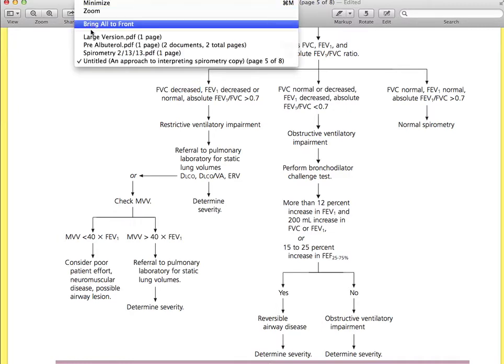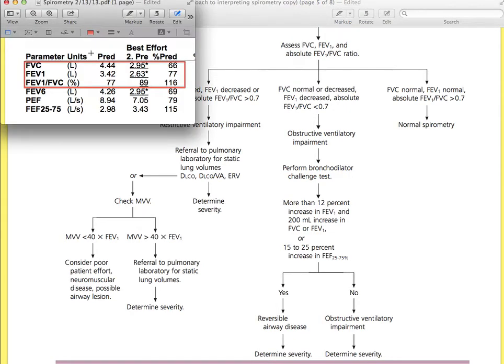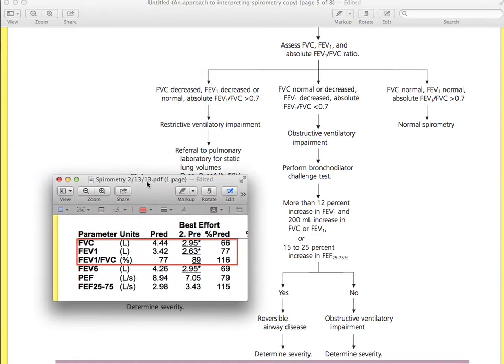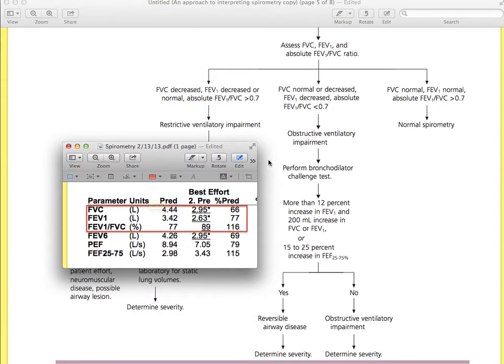So if we go back to this table from the abnormal report, and we put it, let's say, right here, we'll start. So we know the FVC is not normal, the FEV1 is not normal, and the absolute ratio is not normal. So we know we have an abnormal spirometry report here. The question is, is it obstructive or is it restrictive?